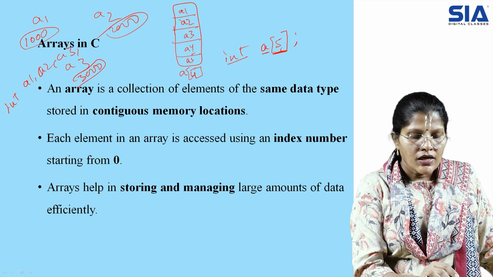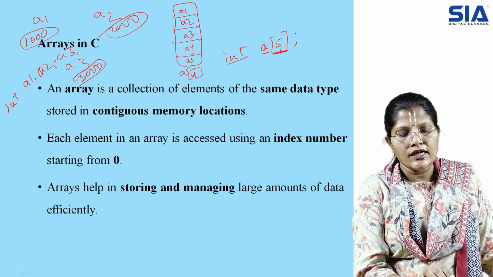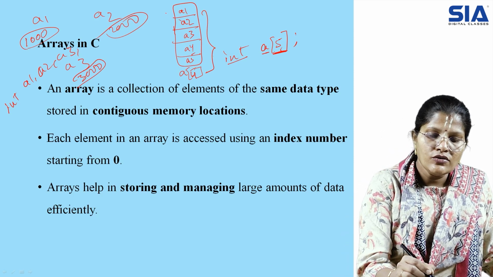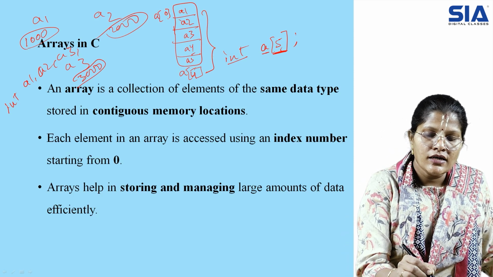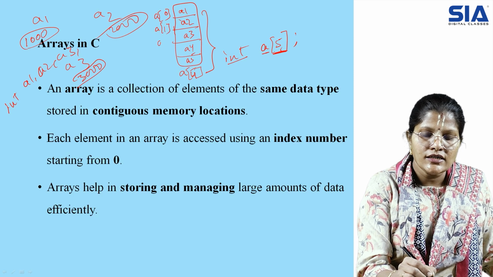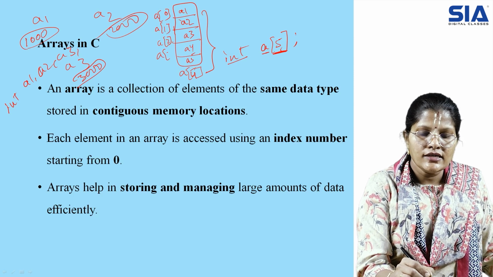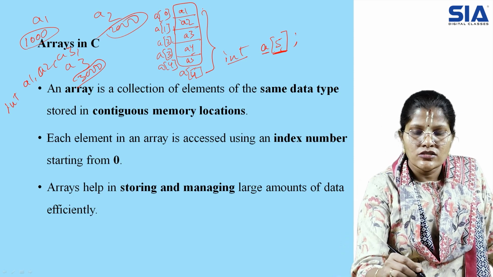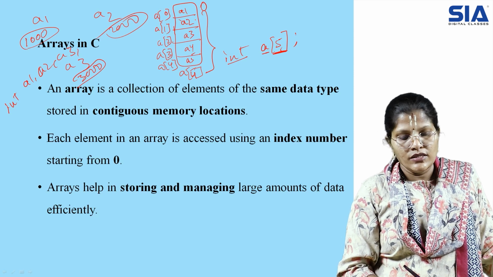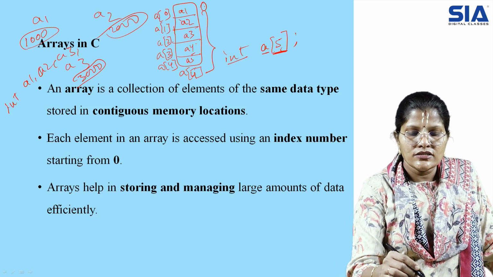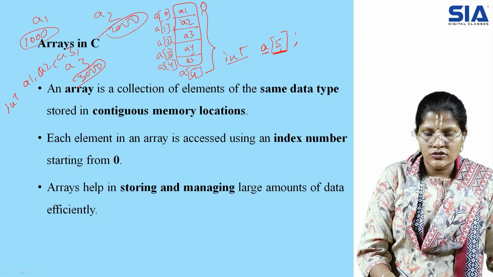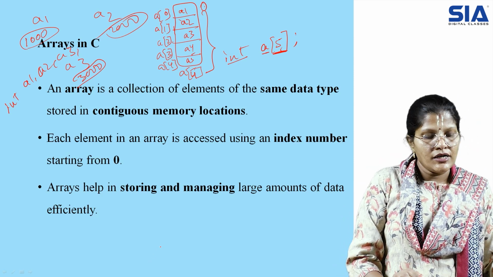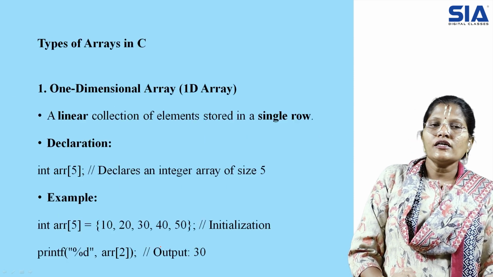So what is an array here? Array is a collection of elements of the same data type stored in the same location, that is, a continuous location. Each element of the array has a certain index. What is that index? It is nothing but the position where exactly these particular values are stored. Array index always starts with 0, its starting point is 0 and it ends at n minus 1. So an array helps us in storing and managing large amounts of data which can be kept at a particular place. So there are different types of arrays.